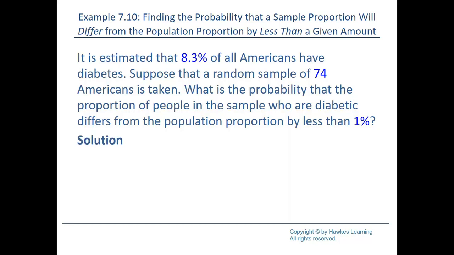Okay, so my keyword there that I want to notice here is they didn't tell me how many successes out of my sample. They just said that our sample size is 74. They also told me that this is the population's proportion that we're looking at here. We're still doing what is the probability, but what is the probability that the proportion of people in the sample, so basically a sample proportion, differs from the actual population proportion by less than 1%.